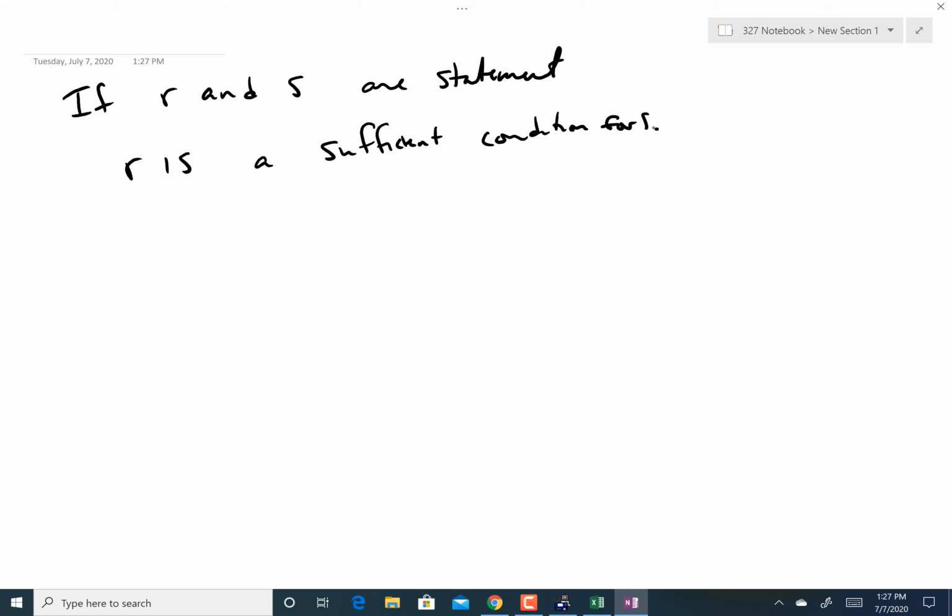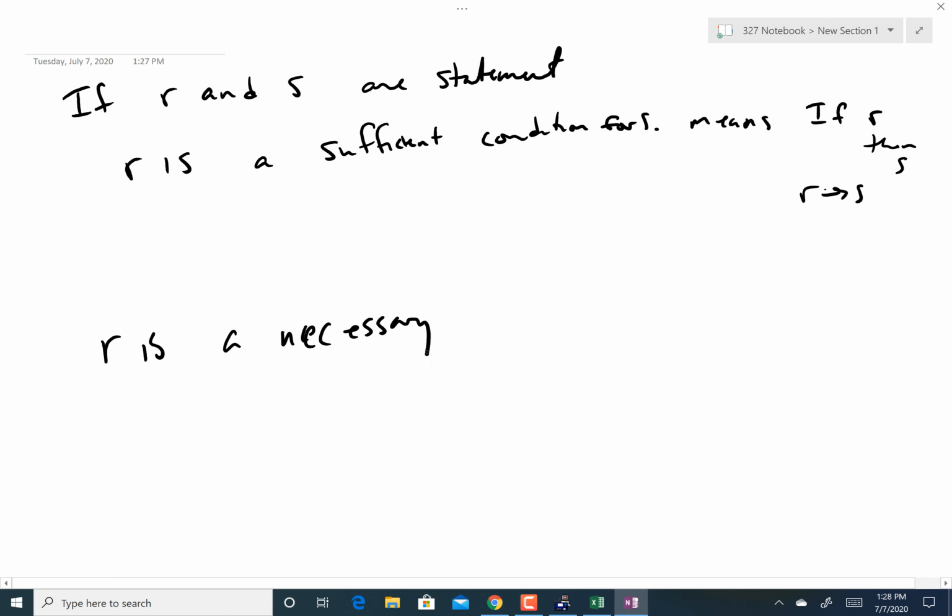Okay. Means if R, then S. Or if you prefer, R implies S. Okay? If it is necessary, R is necessary. Now, I don't know why this was so hard for me, but I remember back in the day just scratching my head about this for the longest time because I could not grasp the difference between the two of them for class purposes.